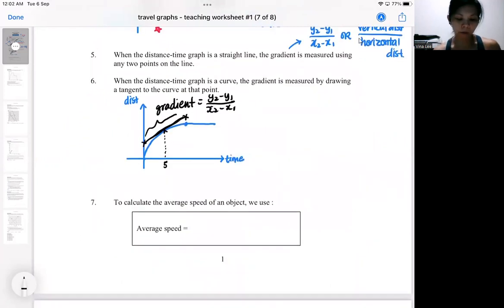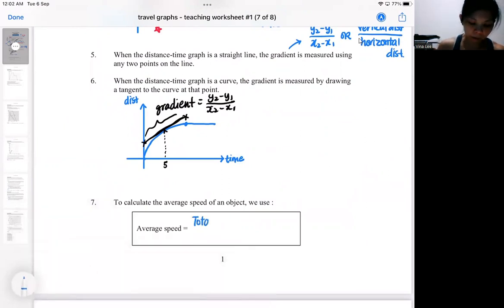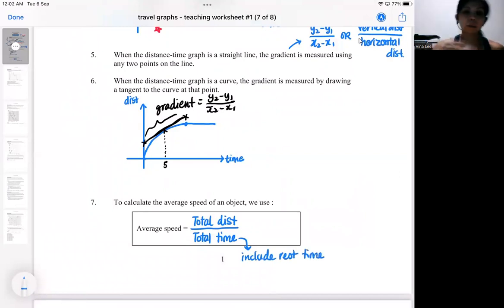And then, of course, we always have the average speed. Average speed is like your primary school idea. It's the total distance divided by the total time. And it is the same idea as in primary school. The total time also includes rest time. That means if there is a horizontal line which indicates rest, you also include that time.